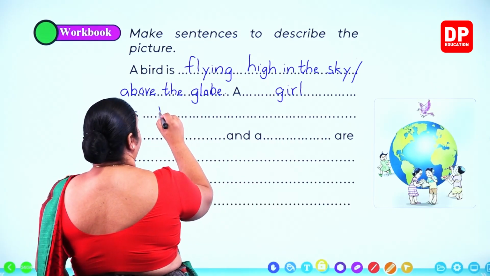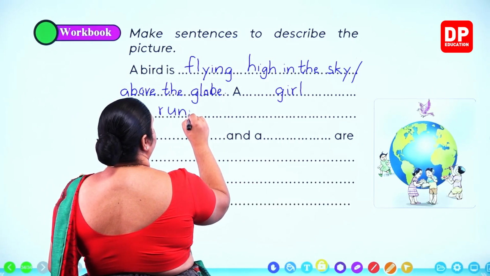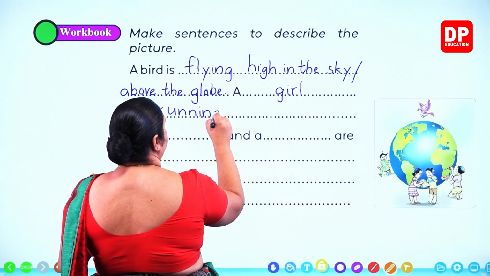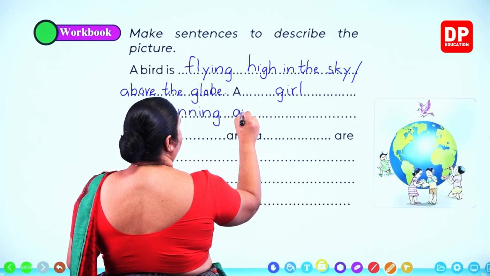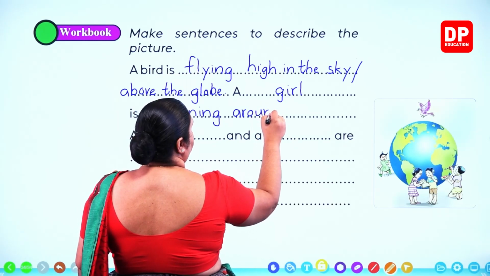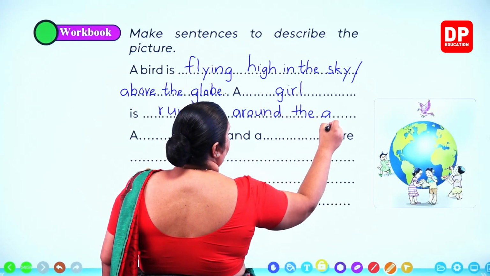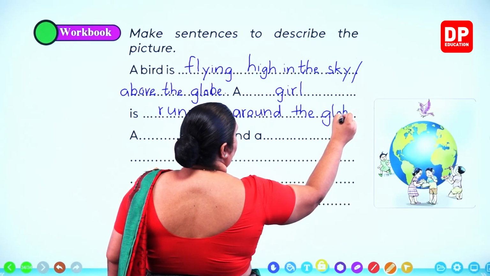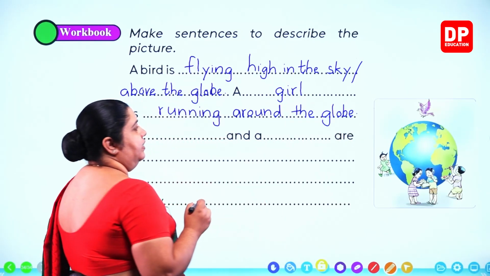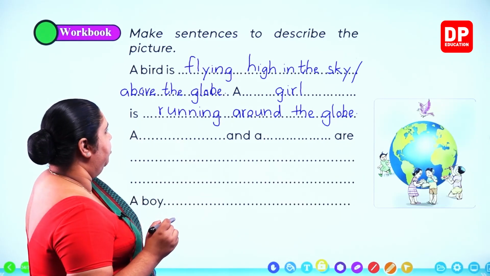is running around the globe. Running around the globe. Right? On a sentence, the second sentence, we can write like that.